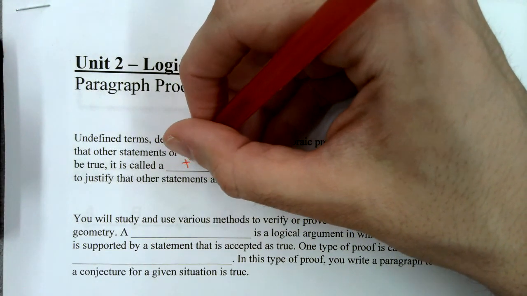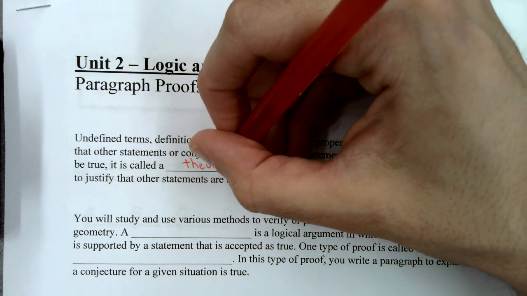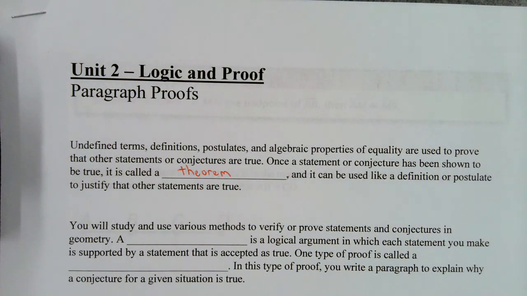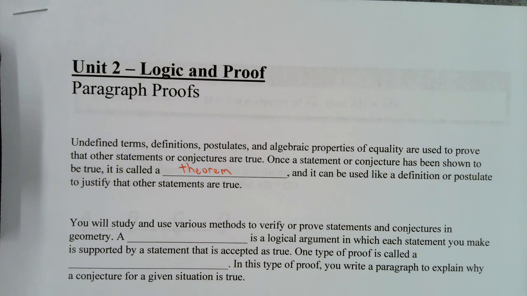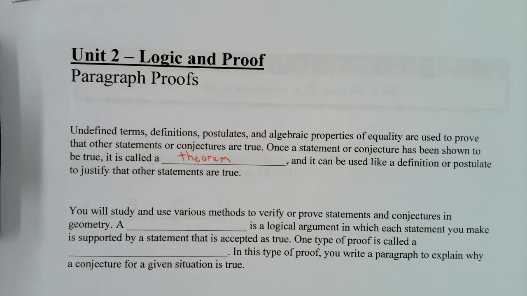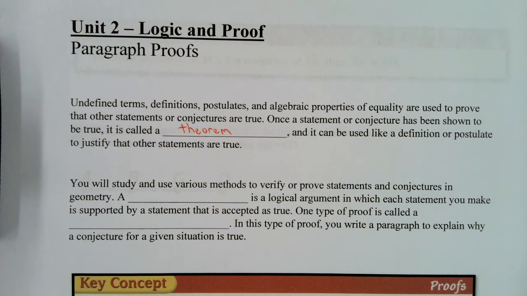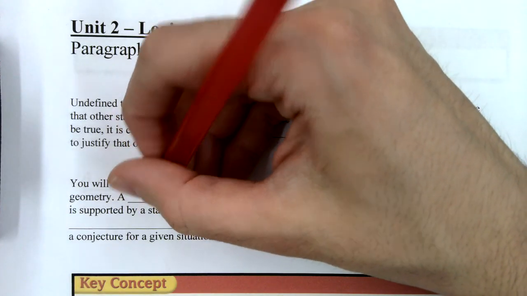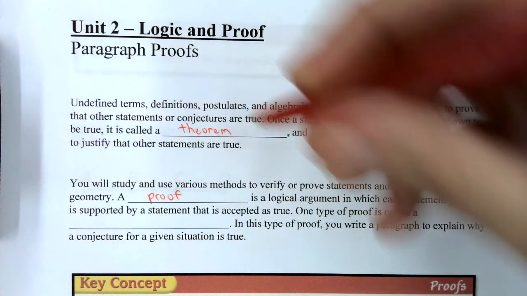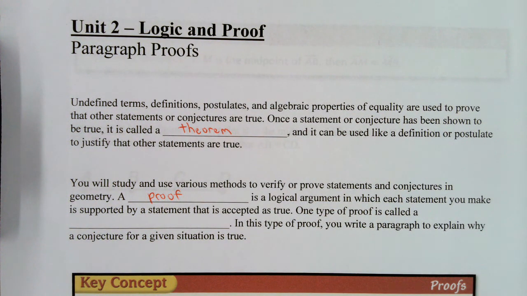A theorem. And it can be used like a definition or postulate to justify other statements are true. So something that's been proven to be true is called a theorem. Some of this is review from earlier in the unit, but this next definition is called a proof, which we already talked about with algebraic proofs. But a proof again is a logical argument in which each statement you make is supported by a statement that is accepted as true.